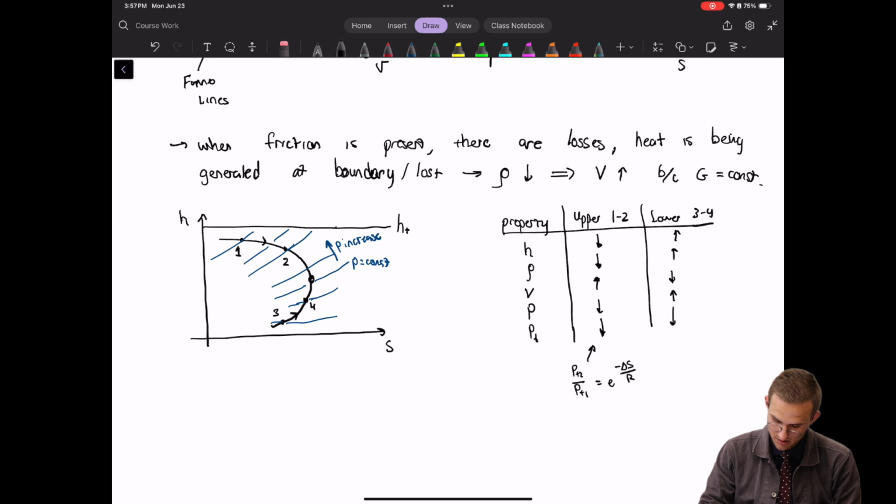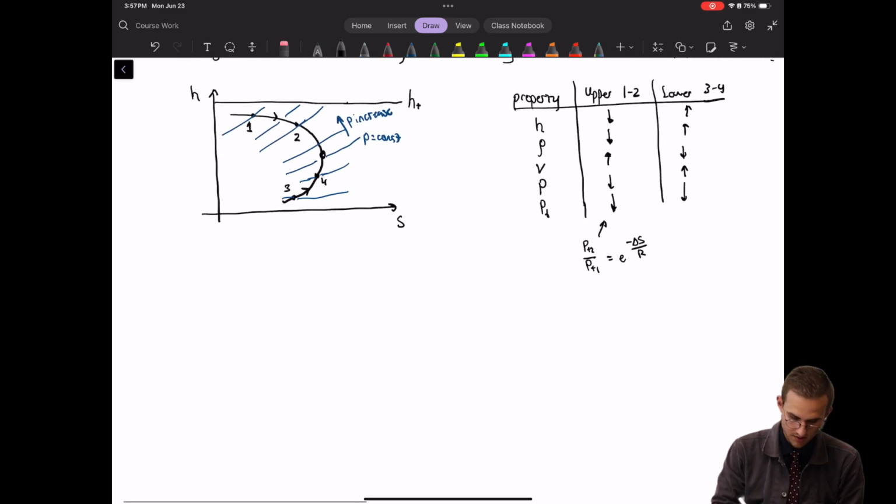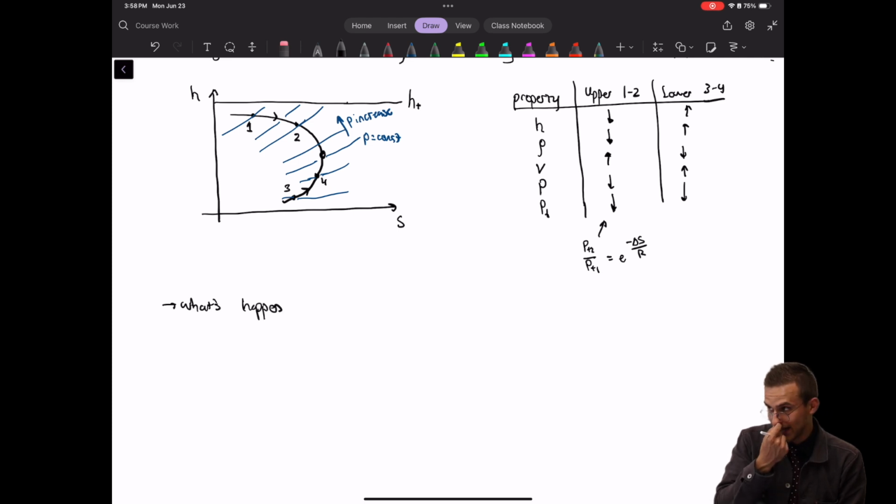So the question that we alluded to just a moment ago is what's happening at the limiting point, right? What's happening at that point where we're on the line of constant G where the entropy is maximized?